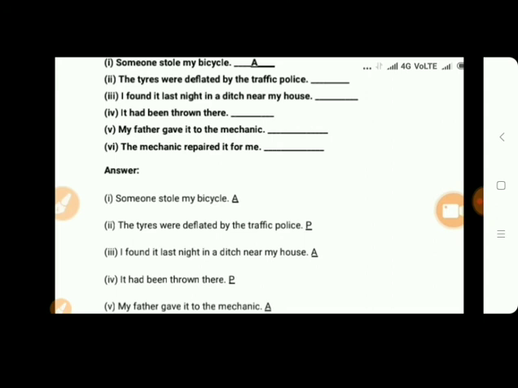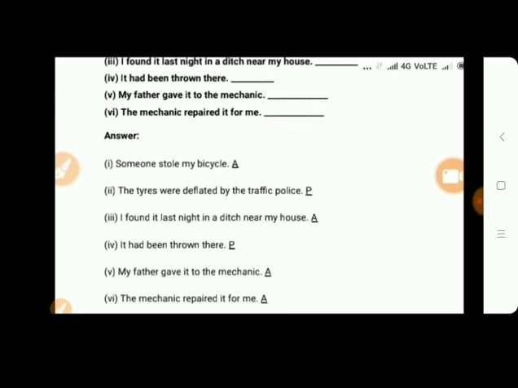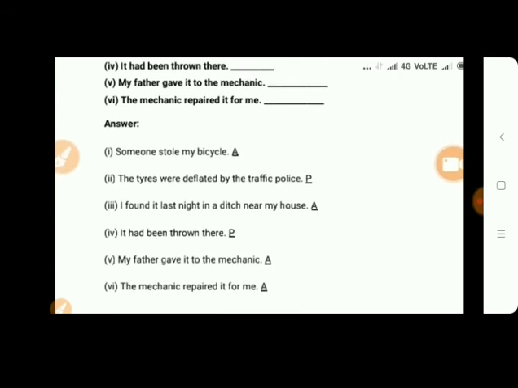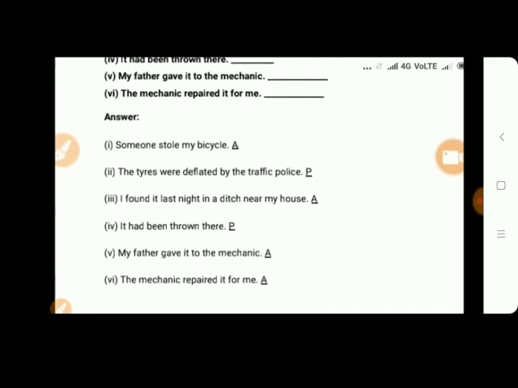My father gave it to the mechanic. Yes, active sentence. Okay. Next, the mechanic repaired it for me. Again, active sentence. Okay, dear children, clear? So, do this exercise with a pencil in your book. You can take a screenshot if you want.